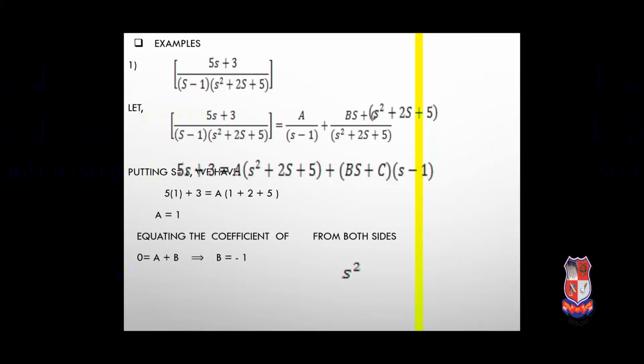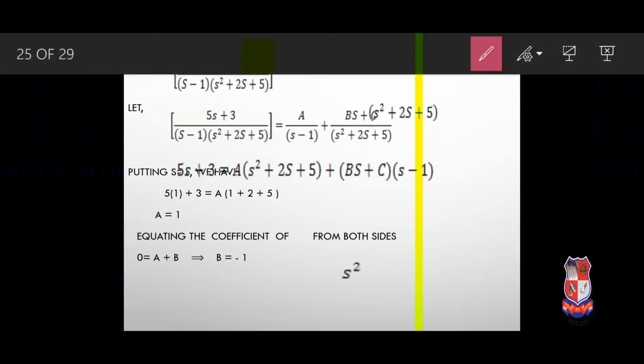Then it becomes 5 into 1 plus 3 is equal to a into 1 plus 2 plus 5. We put the value of s equal to 1 in this equation. Then after simplifying, we have a is equal to 1.